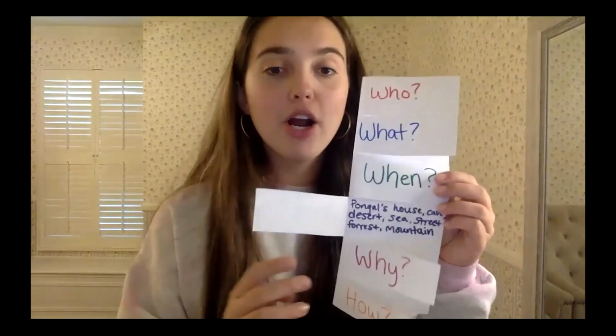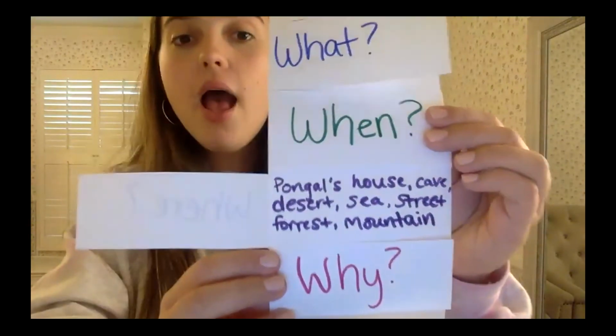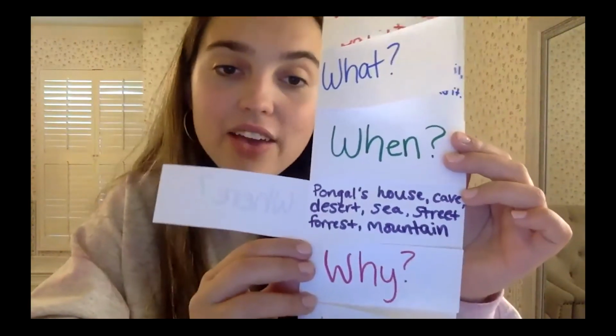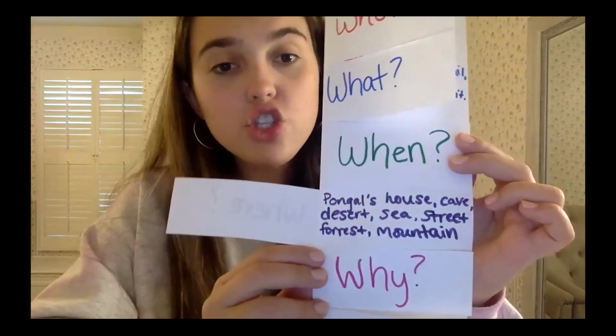It's really actually pretty unusual for a story to have this many locations, but as long as you can write down the ones that you remember, that's awesome. See, I said Pongle's house, the cave, desert, sea, street, forest, and I also said mountain. So those are the ones that I can remember.